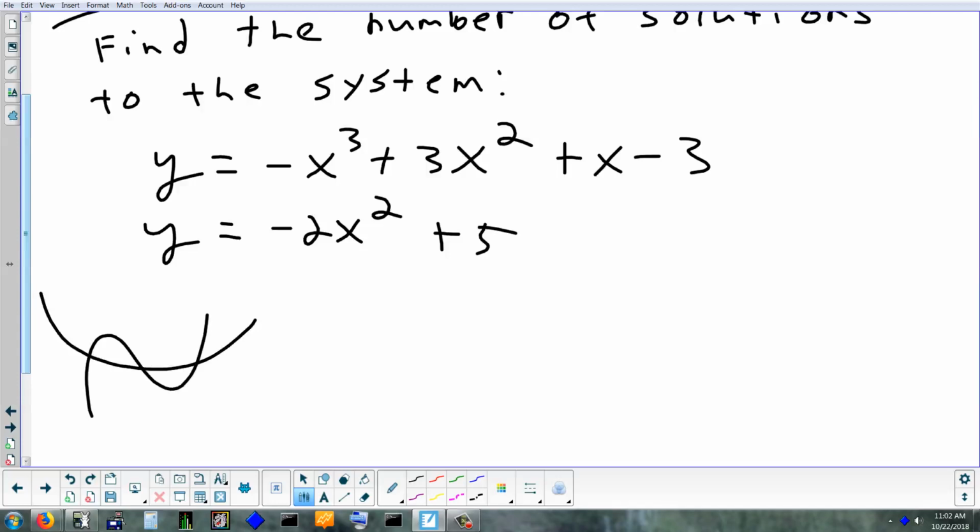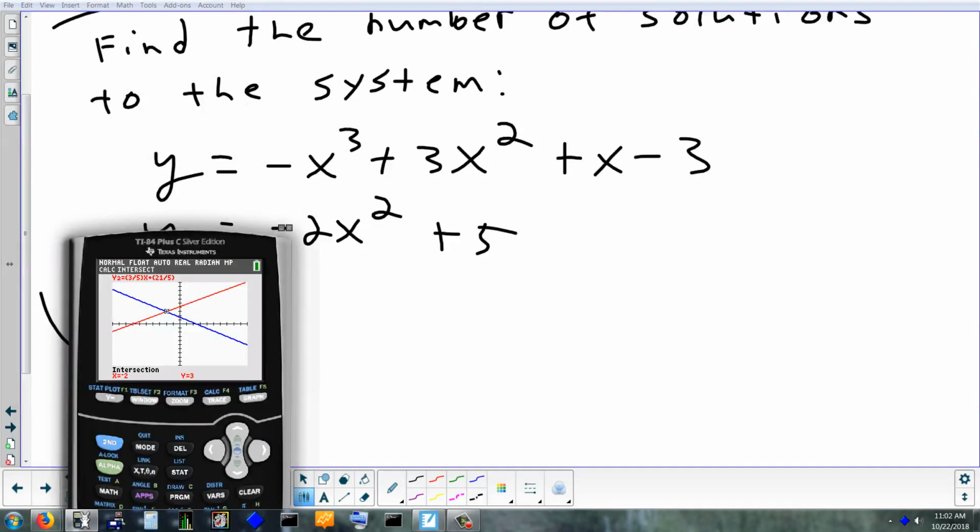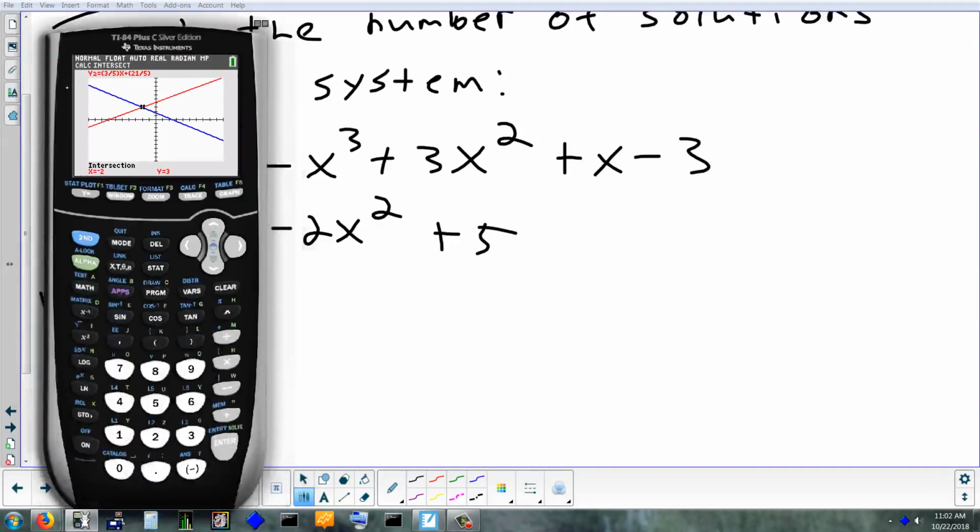All right. I don't think you could get more than that. It is possible you get 2, 1, but you won't get none because the cubic is going to go down forever and it's going to go up forever. So at some point it's going to hit the parabola. Okay, so you'll get at least 1, maybe up to 3. This time they just said to find how many. You don't have to actually find them.